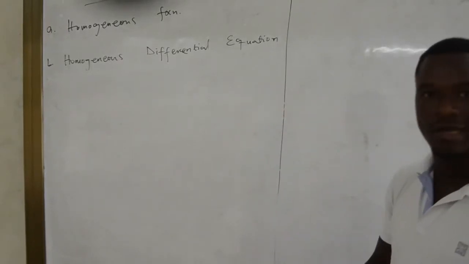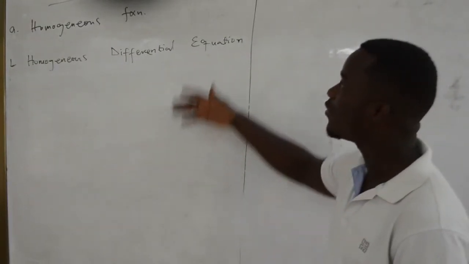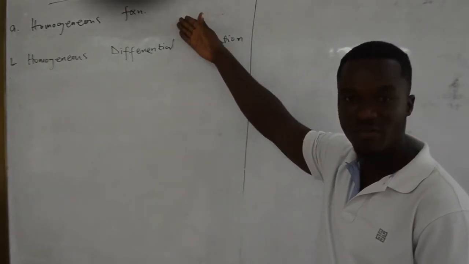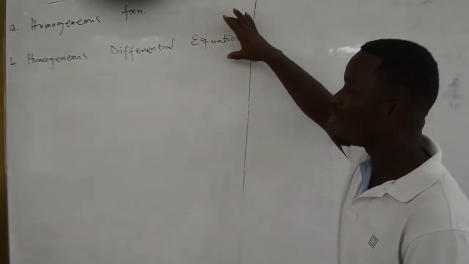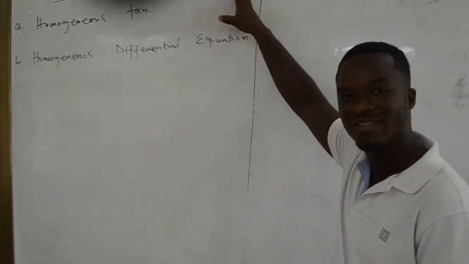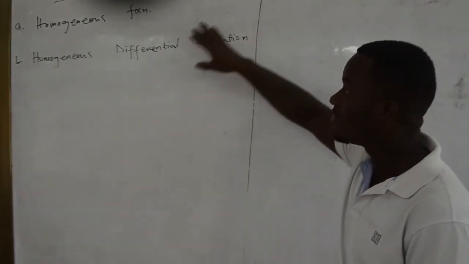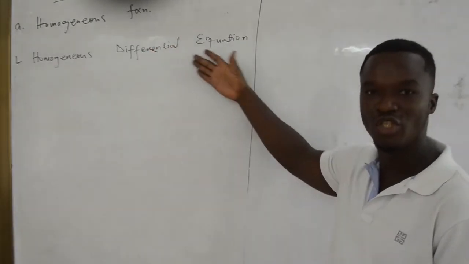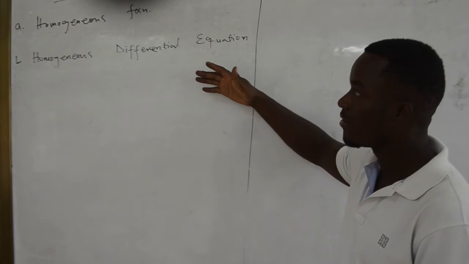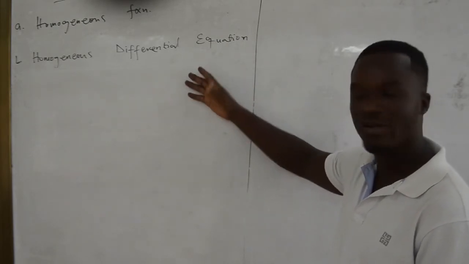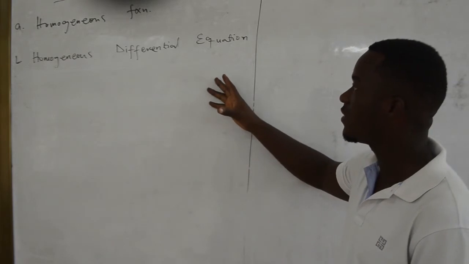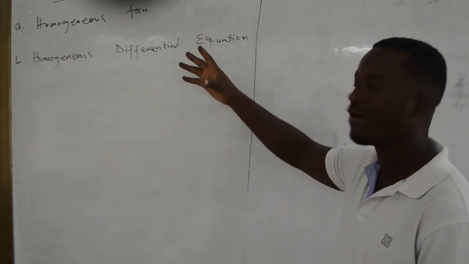So now, before you use transformation of homogeneous, we have to know homogeneous function. We have to know homogeneous differential equation. So before you can even use this transformation of homogeneous function, the differential equation must be what? Homogeneous. And in our previous videos, we were able to learn much about homogeneous differential equation and homogeneous function.